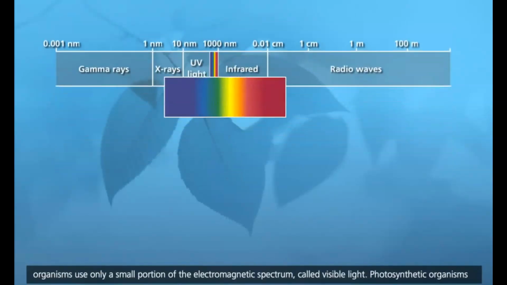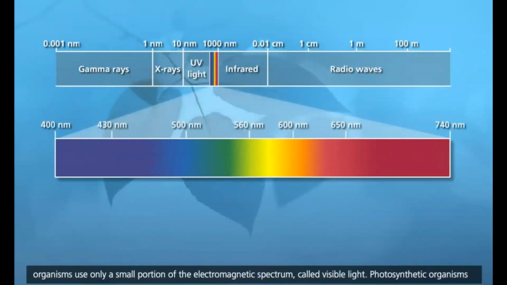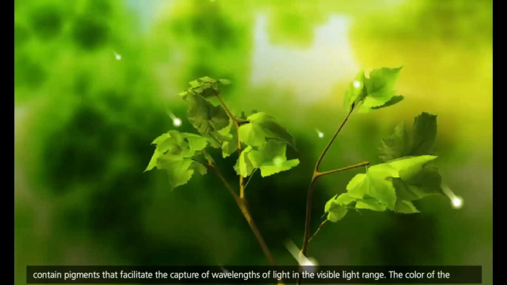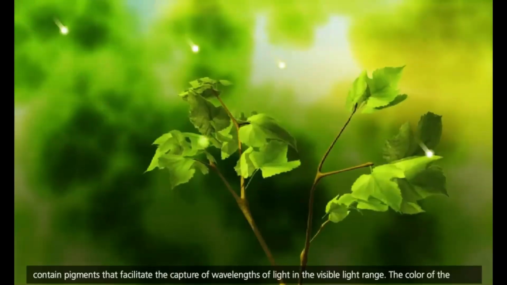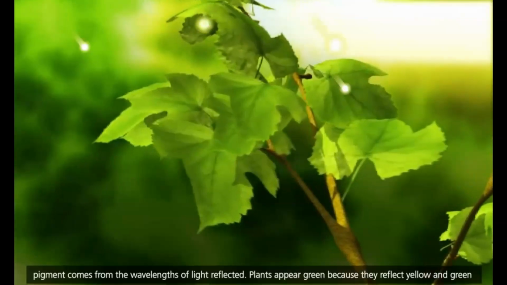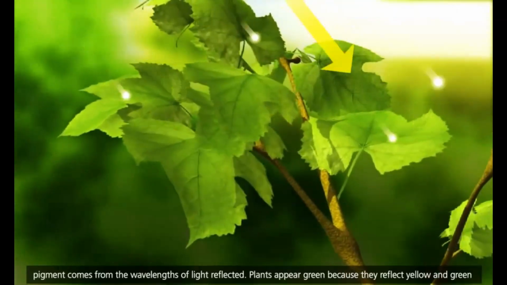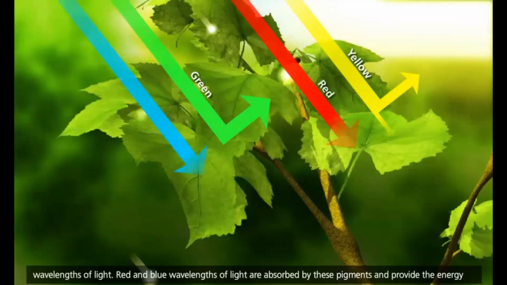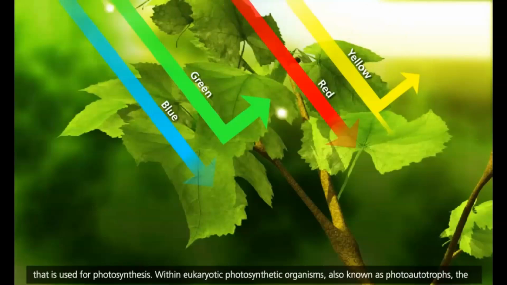Photosynthetic organisms use only a small portion of the electromagnetic spectrum, called visible light. Photosynthetic organisms contain pigments that facilitate the capture of wavelengths of light in the visible light range. The color of the pigment comes from the wavelengths of light reflected. Plants appear green because they reflect yellow and green wavelengths of light. Red and blue wavelengths of light are absorbed by these pigments and provide the energy that is used for photosynthesis.